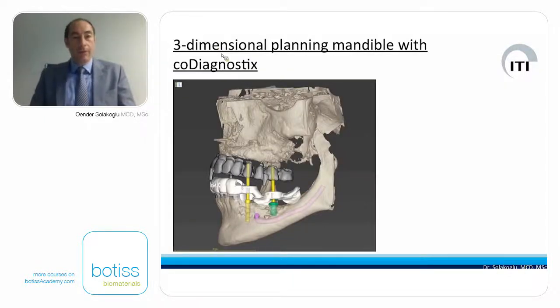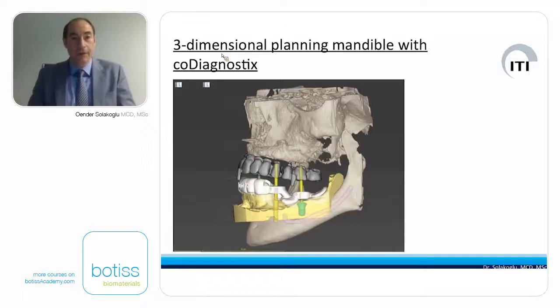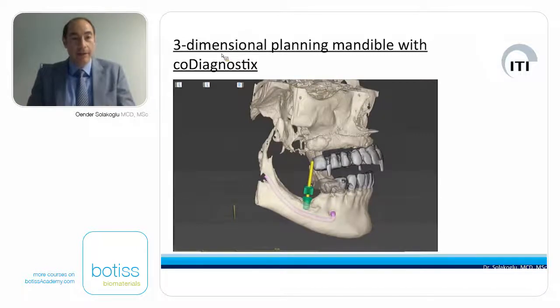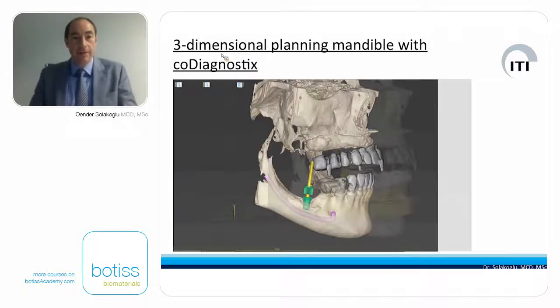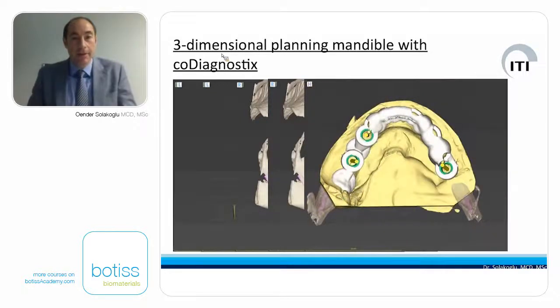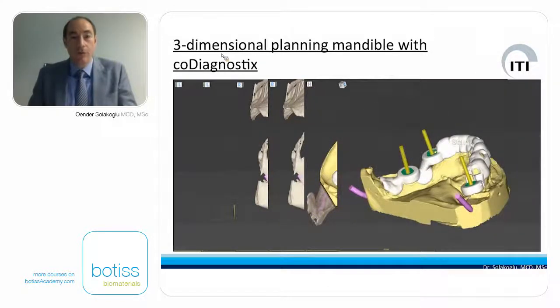Now we plan for the implant placement in the mandibular arch, again using the diagnostic software. You can see here the mandibular nerve canal, and you can also appreciate the reduced length of the implant placed in this situation. You can see this here and here, the occlusal view.